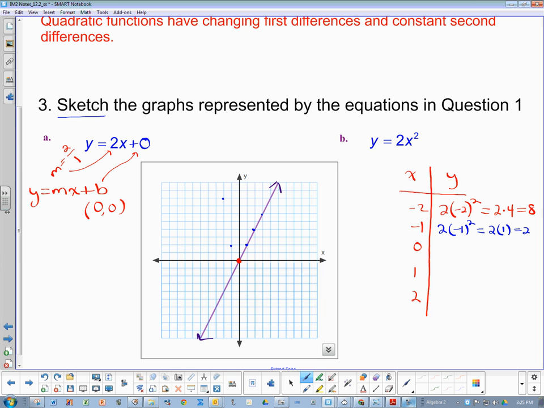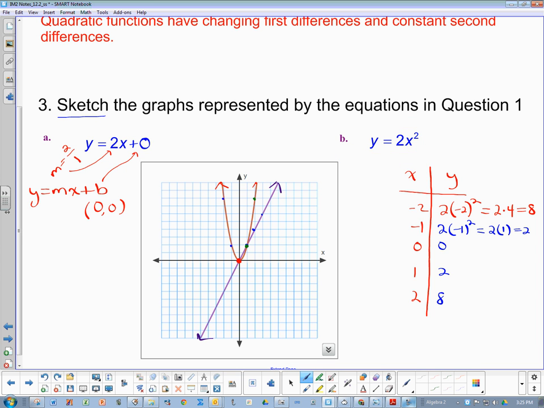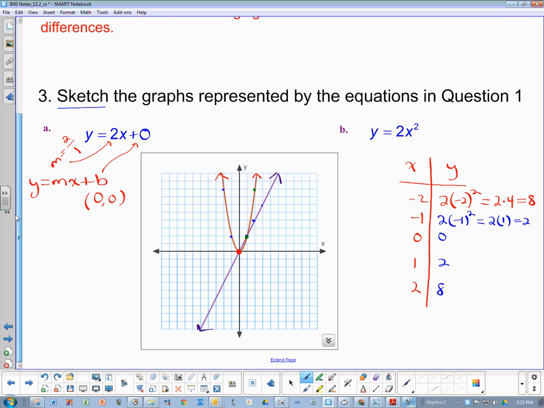Then 0, when we plug 0 in, we get 0. When we plug 1 in, we get 2. When we plug 2 in, we get 8. So it kind of has this mirror image on the other side. We'll paint these green. And watch this. Let's connect these. See this quadratic happen. And there it is. There's the sketch. Now keep in mind, you're going to have a graphing calculator with you at this point. So there's the sketch of those two graphs.